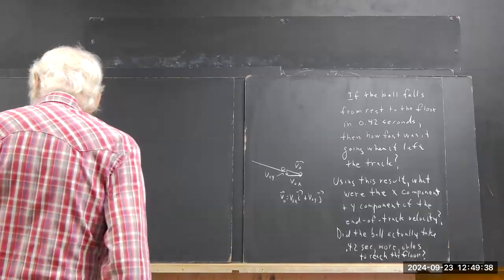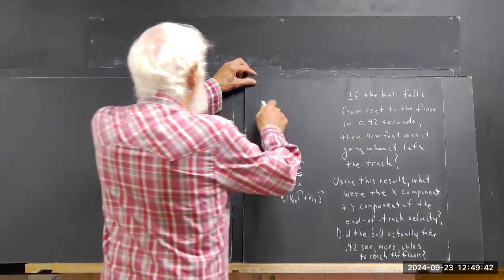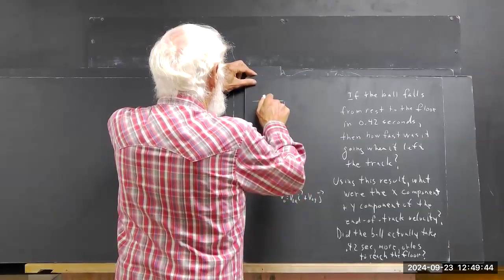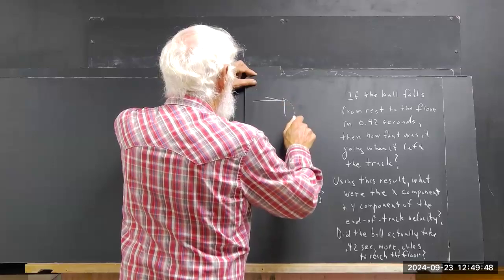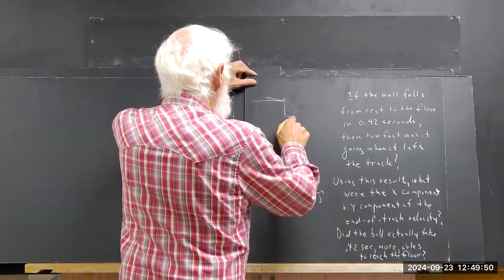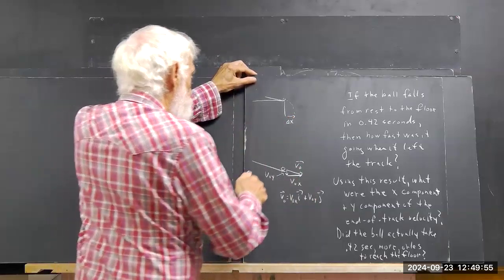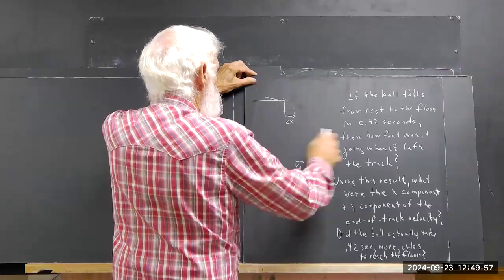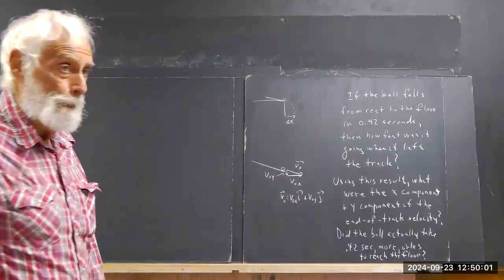Okay, so our situation is, we've got a ramp, and the ball goes off the ramp and falls in full. So I'm going to call this delta x, and from rest, the ball would fall in 0.42 seconds.